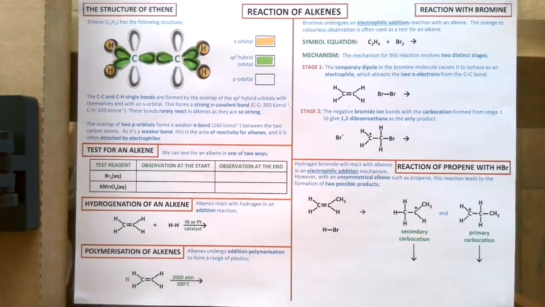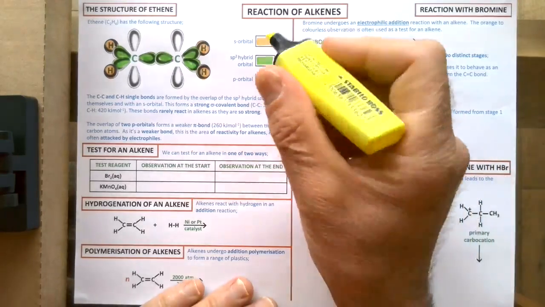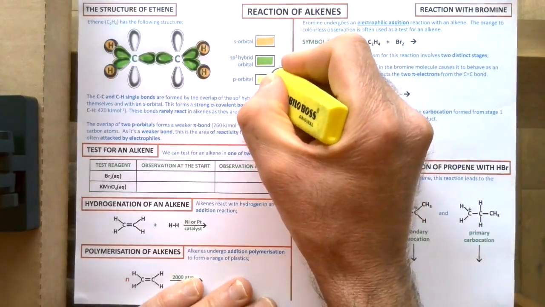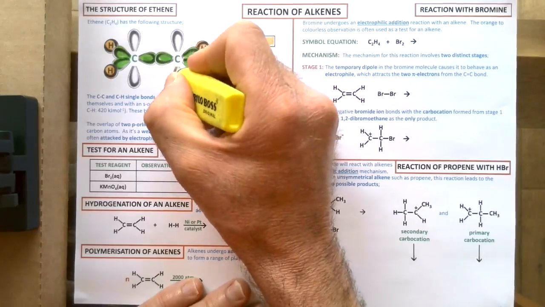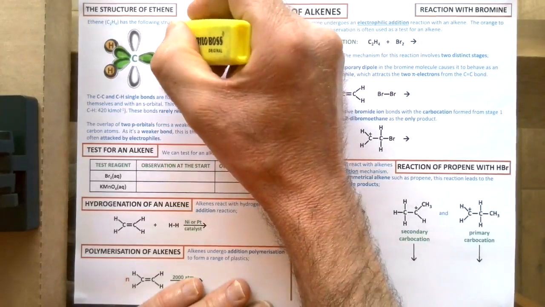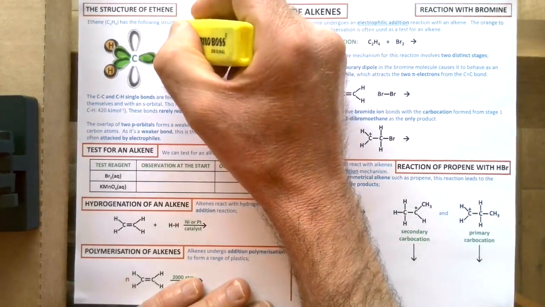Okay, and the last one I'm going to colour in is the p orbital, and that one is yellow, if you can see that. The p orbital is a dumbbell shape, like this.